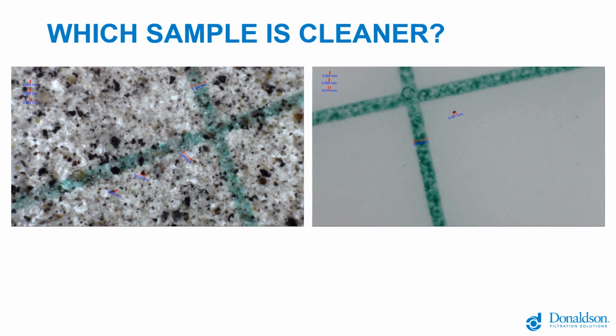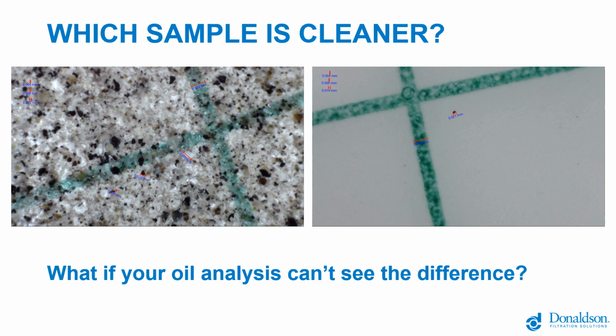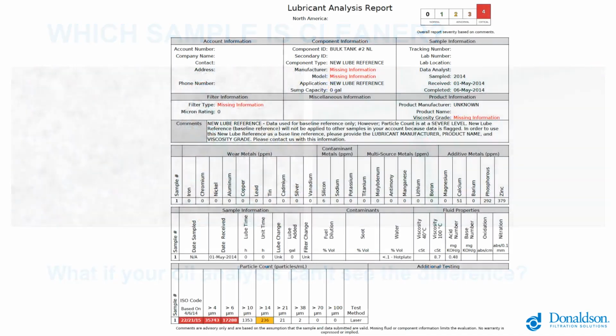So which of these two samples here is cleaner? I've taken a couple of different fluids, filtered a volume of it through a membrane patch, and I'm looking at what I see that was filtered out from the oil sample. It's fairly obvious that these are not the same level of contamination of fluid. But what if your oil analysis can't see the difference? That's a real challenge, and it becomes a very confusing issue for people. And that's what we'd like to discuss here.